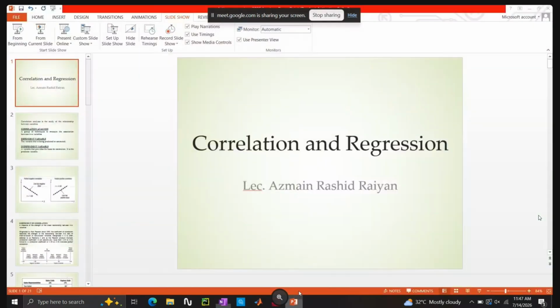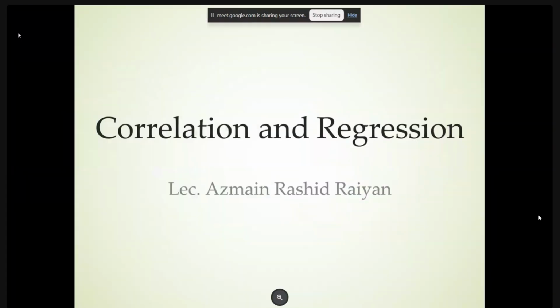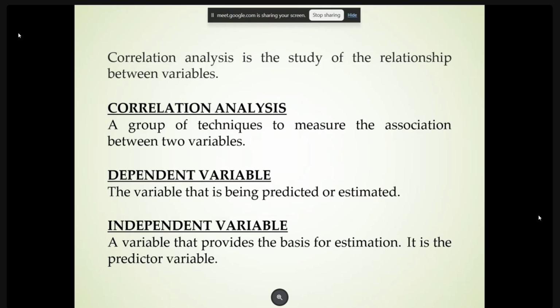Okay, so let's start our presentation. All right. So correlation analysis is basically a group of techniques to measure the association or relation between two variables. As we have mentioned in the earlier example, let's say we have two variables, one is y and another one is x. If we want to relate these two variables, the correlation helps us to associate them. So in every correlation and regression modeling, we have two types of variable. One is the dependent variable and another one is the independent variable.